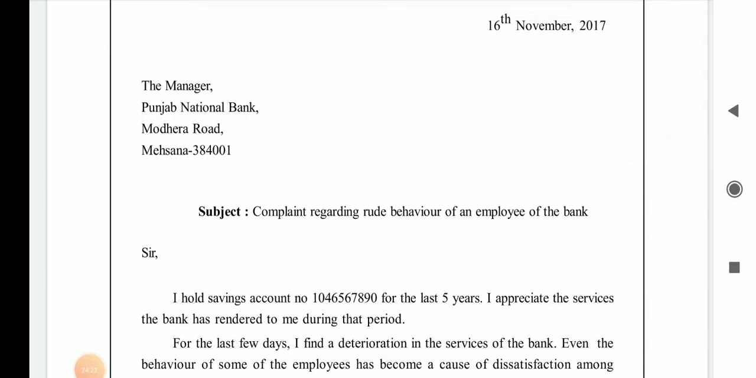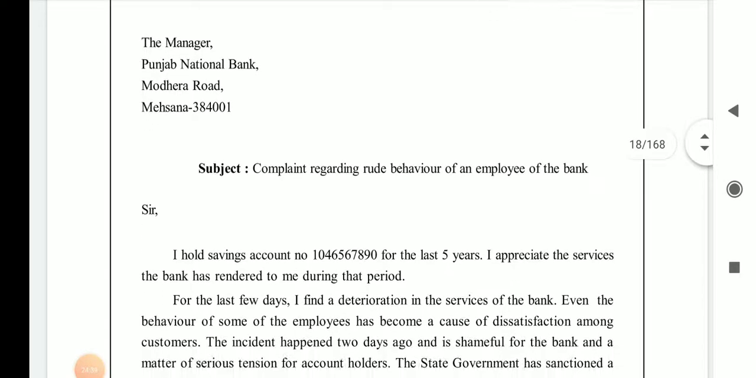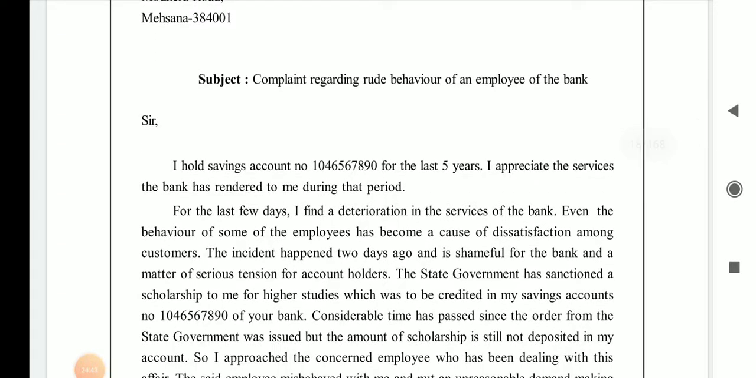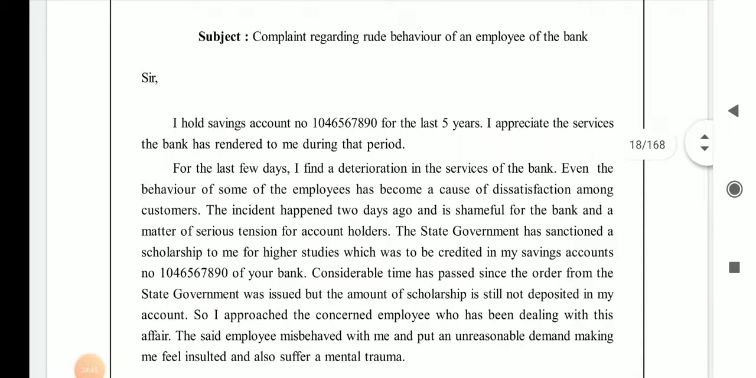The manager is the heading of the receiver. Punjab National Bank. Remove comma after the name of the bank. Modhera Road, Mehsana, and put full stop behind the pin code. Subject: complaint regarding the rude behavior of an employee of the bank. That means a complaint is going on.